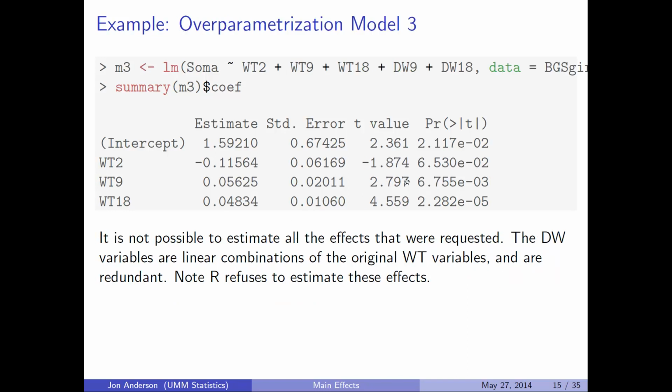You might think about adding all of the weight and the difference in weight variables to a model, and I want you to observe what happens if you do that. If you add all of the component variables plus the two derived DW variables, you will notice that the model rejects the additional variables. They are redundant linear combinations of the original set, and they're dropped from the model.